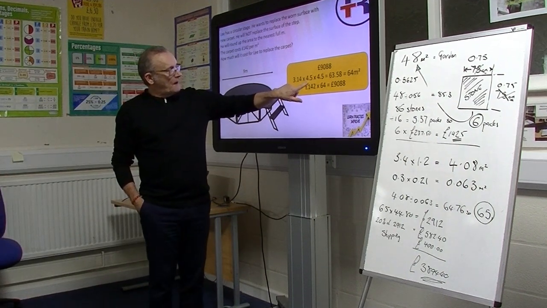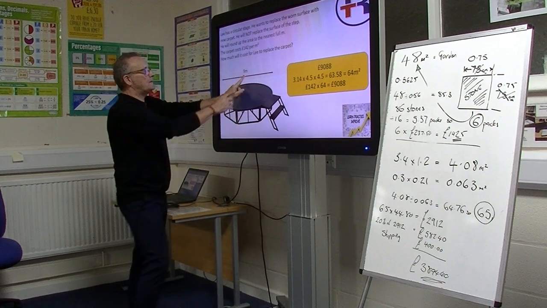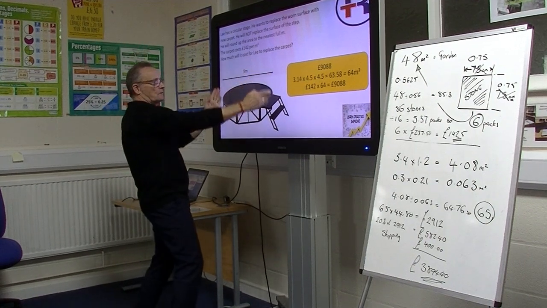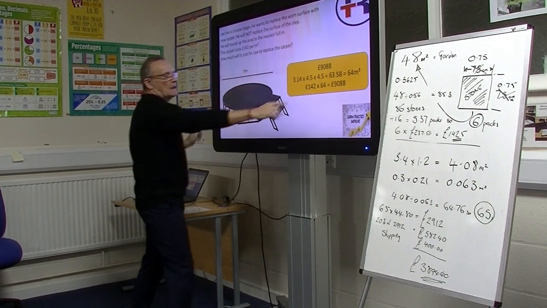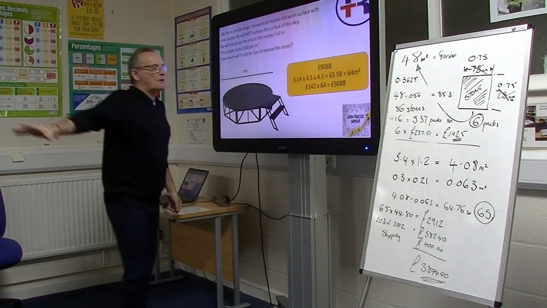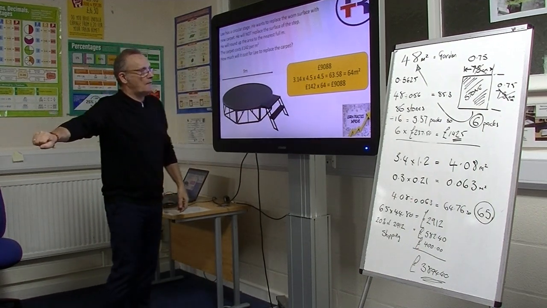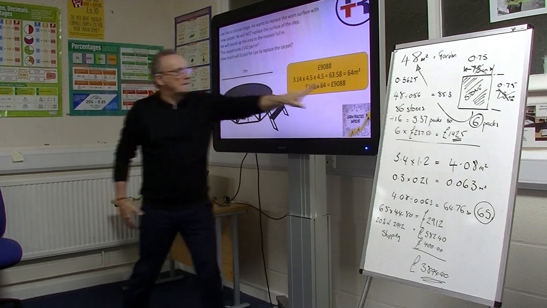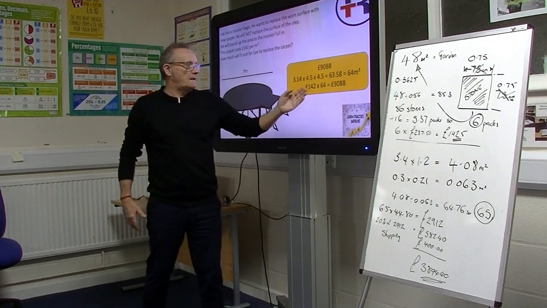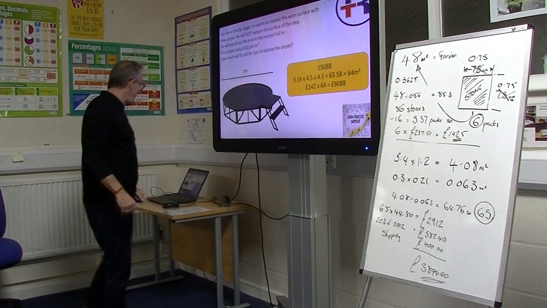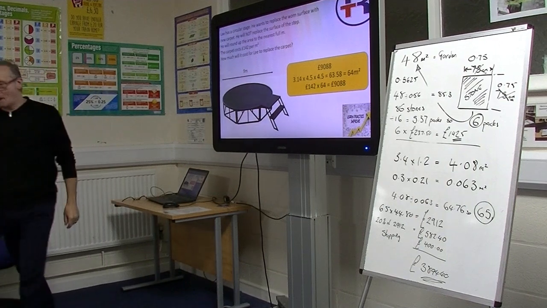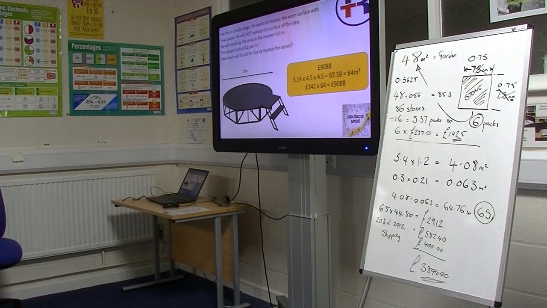3.14 times 4.5 times 4.5, because that's the radius, it's half of the diameter. Equals 63.58. Round it up to 64 square metres, and then it's that times by 64, which is your £9,088.